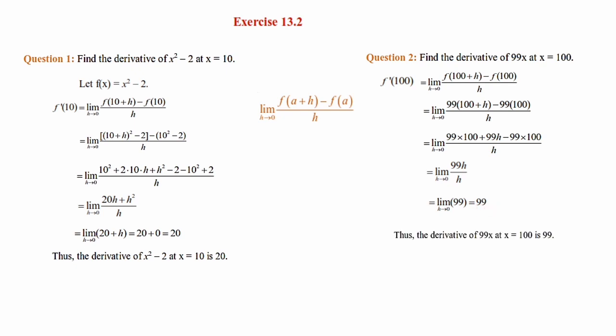So the final statement we can write: the derivative of 99x at x is equal to 100 is 99.